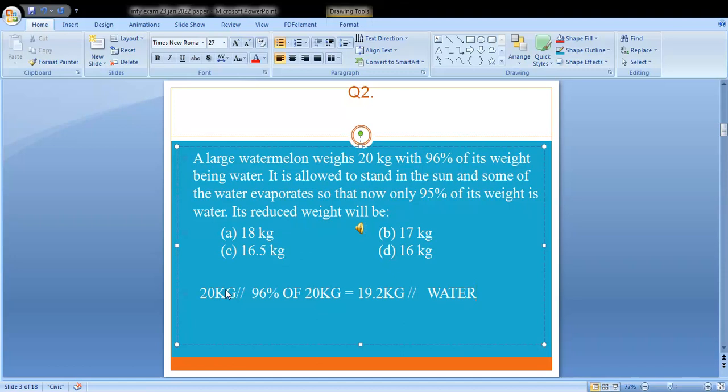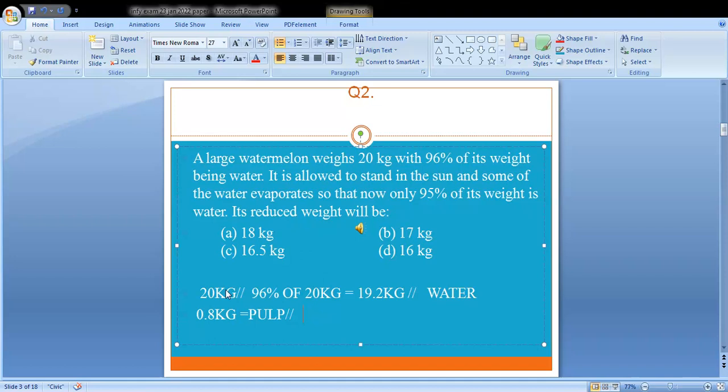So the remaining is, from 20, if I remove 19.2, 0.8 kg equal to pulp. So 96% is water, remaining is pulp. Now it is allowed to stand in the sun and some of the water evaporates.